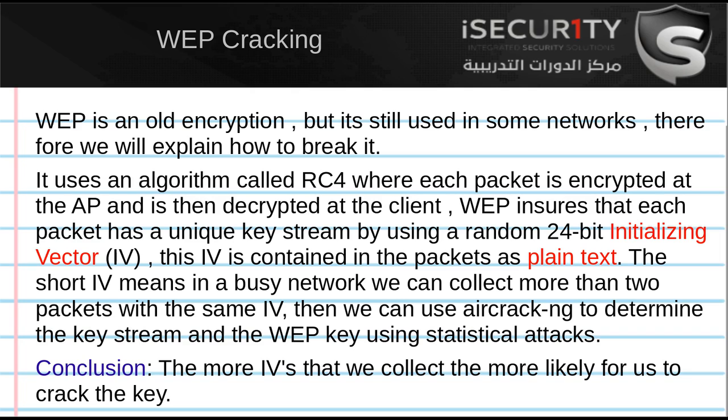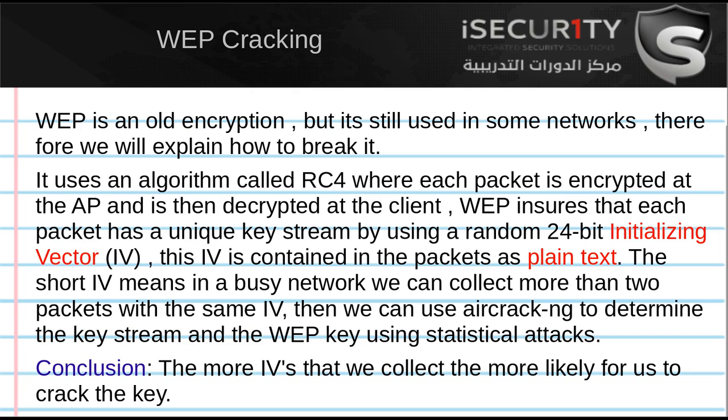WEP encryption uses an algorithm called RC4. Each packet is encrypted at the access point and then it's sent to the air. Once the client receives it, since the client has the key, it will be able to decrypt the packet and read the information inside it. So very simple. The access point encrypts the packet, sends it, the client receives it, the client has the key, so the client decrypts it. Same way, when the client sends a packet, it encrypts it and then sends it in the air. The access point receives it, the access point has the key, so it will decrypt the packet.